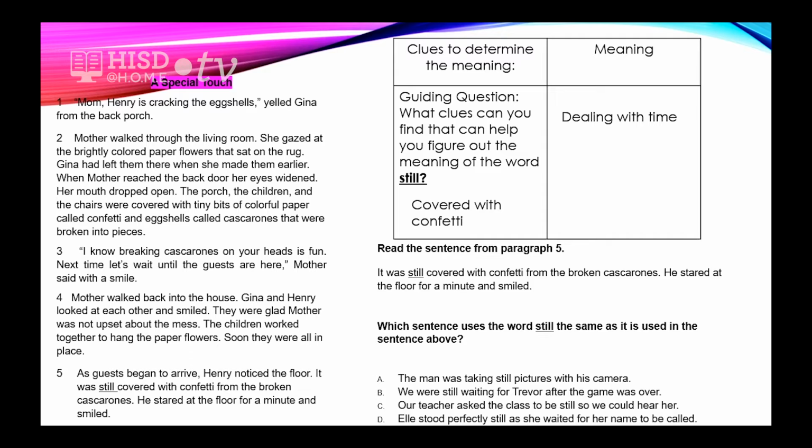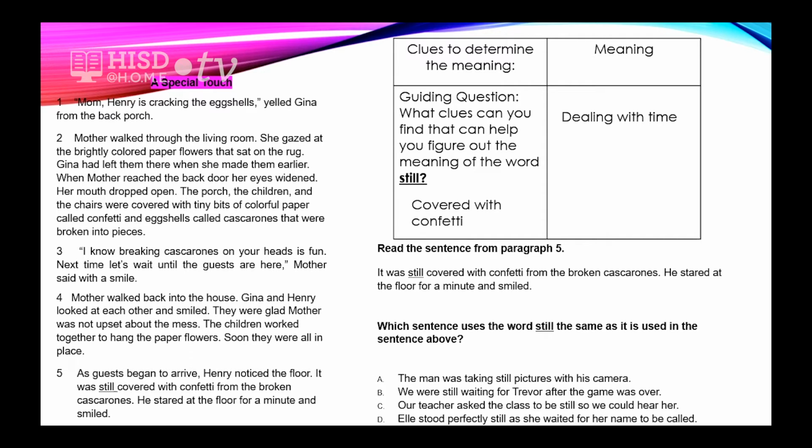Read the sentence from paragraph 5. It was still covered with confetti from the broken cascarones. He stared at the floor for a minute and smiled. Which sentence uses the word still the same as it is used in the sentence above? A. The man was taking still pictures with his camera. B. We were still waiting for Trevor after the game was over. C. Our teacher asked the class to be still so we could hear her. D. Ella stood perfectly still as she waited for her name to be called.